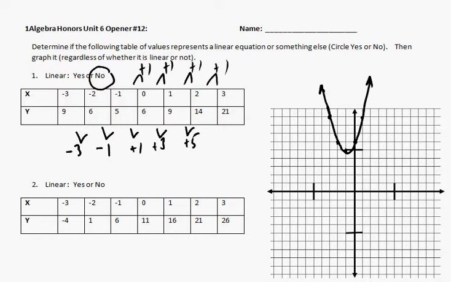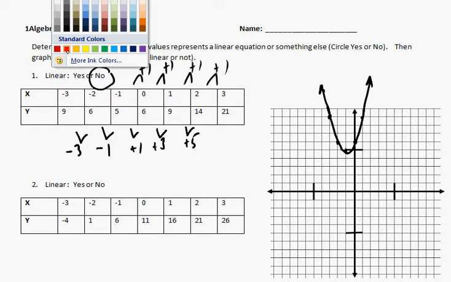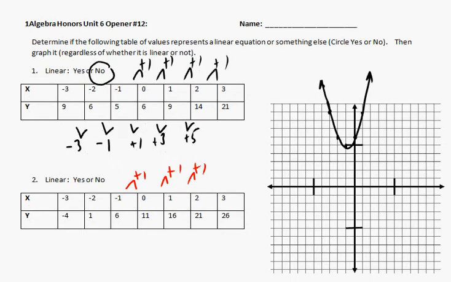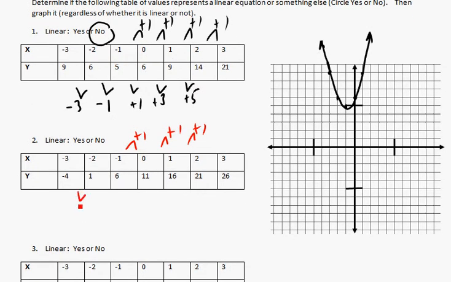Now let's take a look at number 2. So we can see that once again the x's are increasing by 1. And let's take a look at the y's. So here the y's are increasing by 5, increasing by 5, and in fact all of the y's in this table increase by 5. Which means if we graph the ordered pairs in this table, we should get a linear graph. Let's see if that really is true.